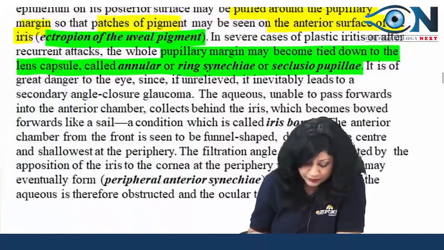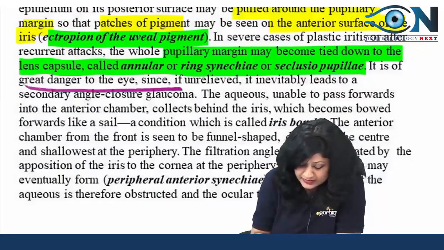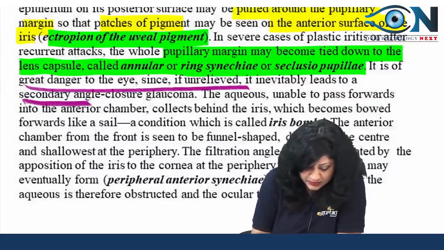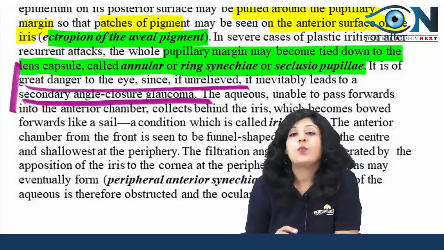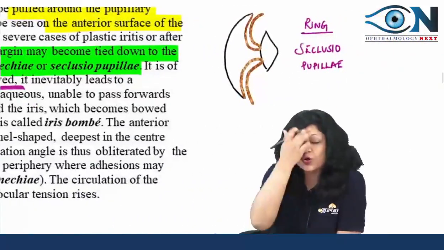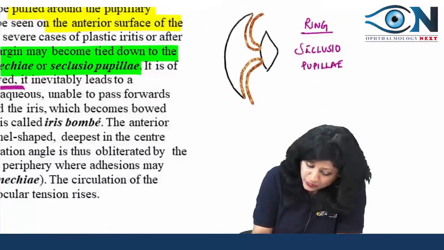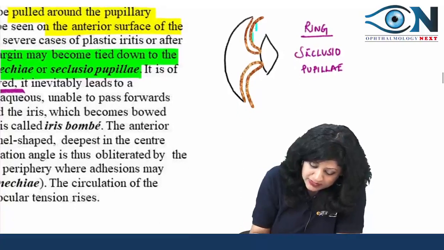Now, it is of great danger to the eye since it is unrelieved. It can lead to secondary angle closure glaucoma. Now, why can it lead to angle closure glaucoma? As I explained, aqueous humor will start accumulating behind the iris.